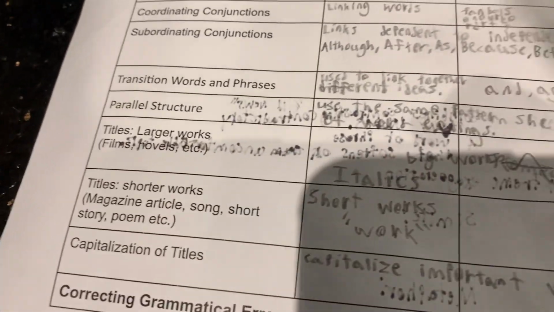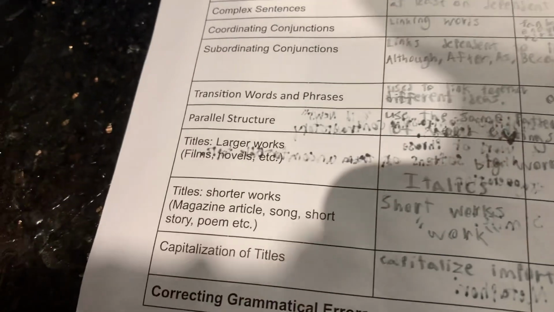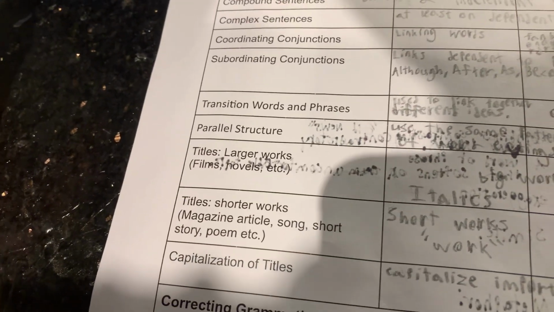Parallel structure: use the same endings. Like, she is cooking, jogging. She likes cooking, jogging, and reading. All have -ing. It wouldn't be: she likes cooking, jogging, and read.